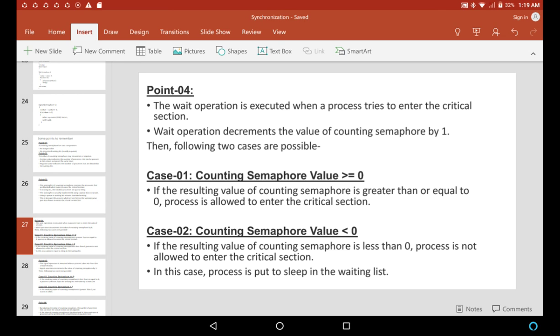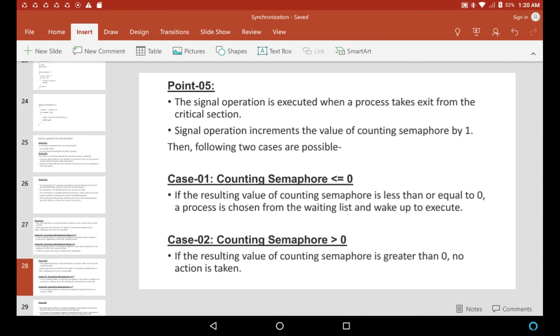So point 4, the wait operation is executed when a process tries to enter the critical section. It decrements the value of counting semaphore by 1, and then it follows two cases. If it is greater than or equal to 0, the process is allowed to enter the critical section. If it is less than 0, the process is put to sleep and shifted into the waiting list.